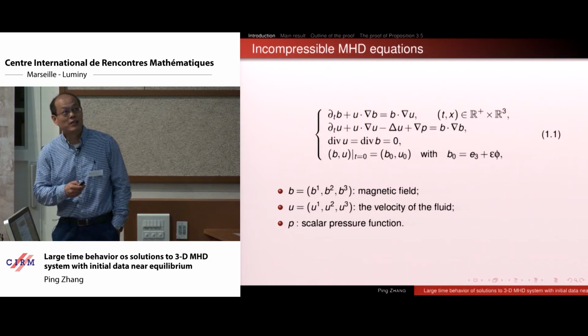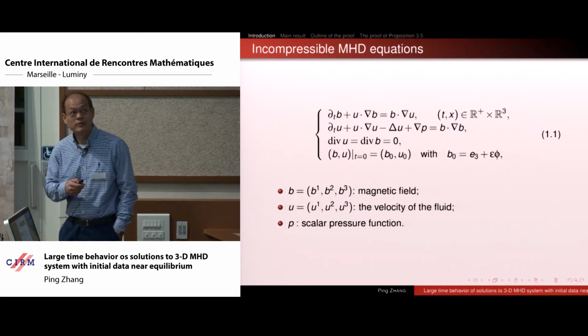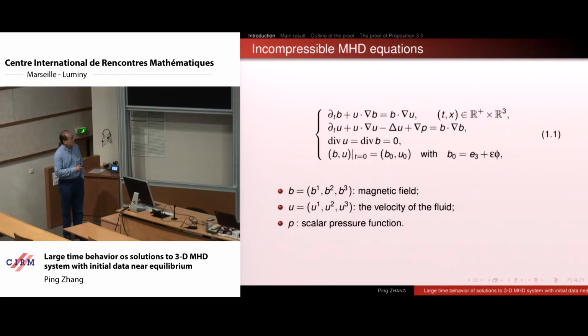Here the magnetic field satisfies a transport equation without diffusion. Because the magnetic field acts on the incompressible fluid, there is a force called the Lorentz force on the Navier-Stokes system. And we can always assume the divergence-free condition of the magnetic field. Here we mainly consider the case when the initial magnetic field is a small perturbation of e3, and u0, the initial velocity, is sufficiently small.